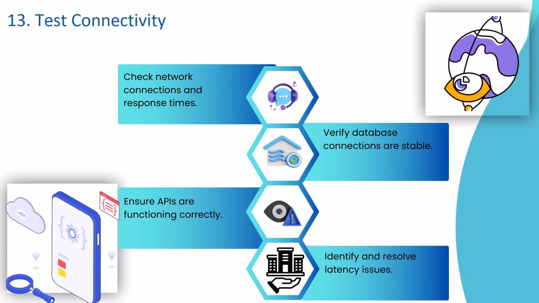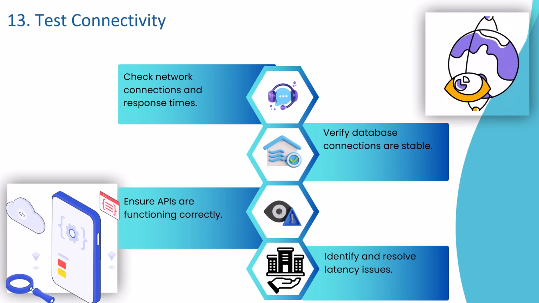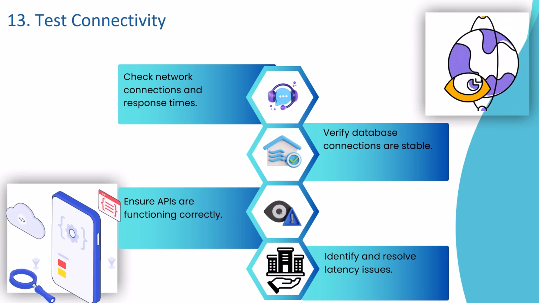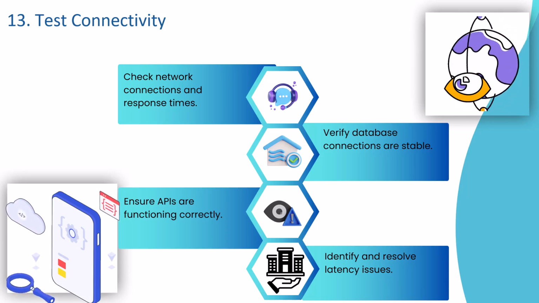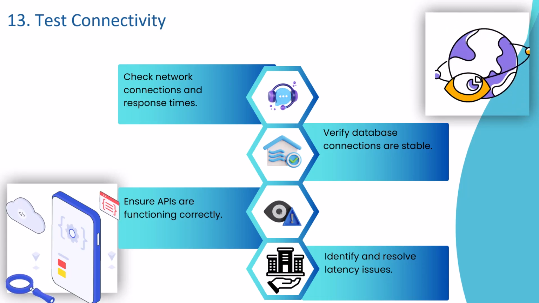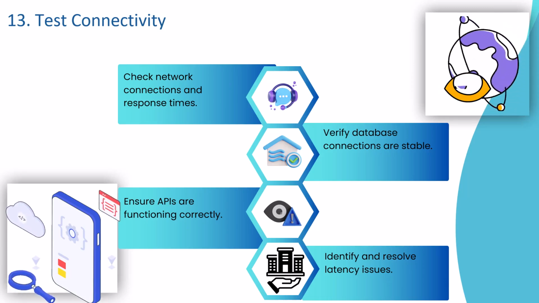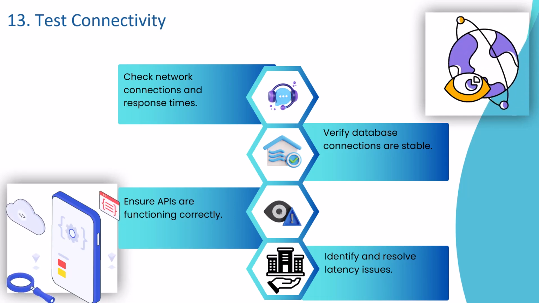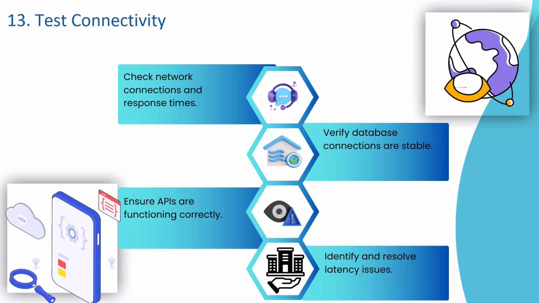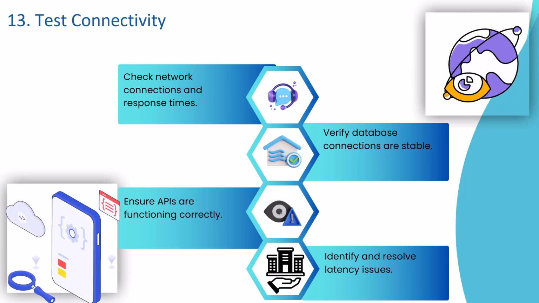Connectivity issues can make the best systems feel broken. We need to check networks and response times to ensure quick interactions. Database connections should be stable. No one wants their queries lost in cyberspace. APIs are the glue that holds our integrations together, so they must work flawlessly. If there's latency, users notice it before we do, so fixing it early saves a lot of frustration.